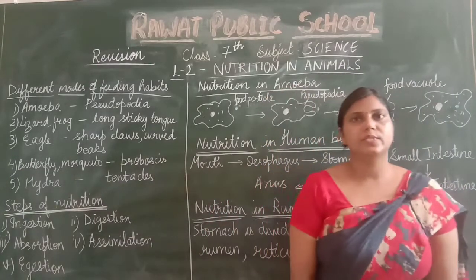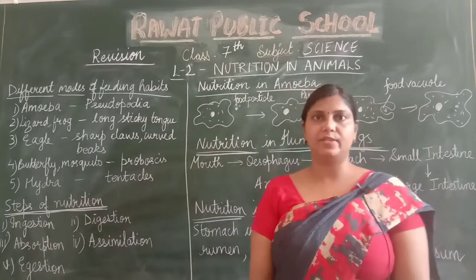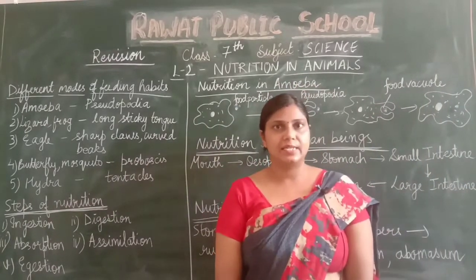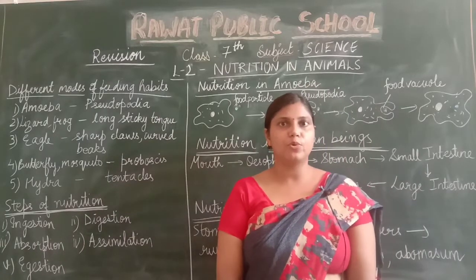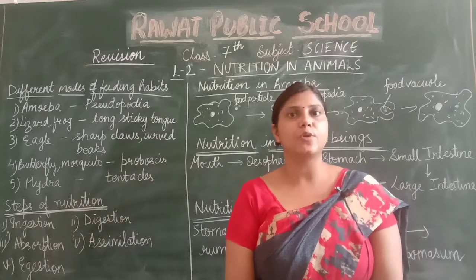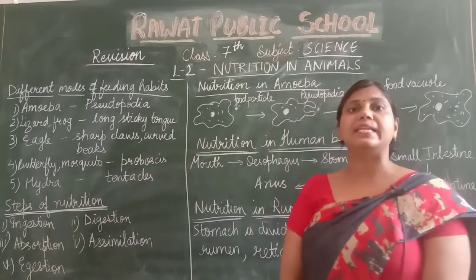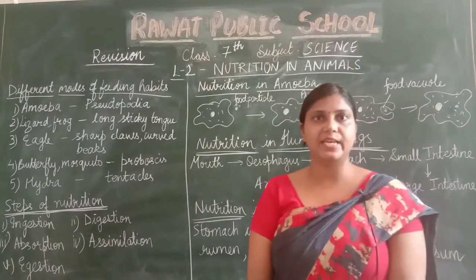Good morning students. Today we are going to revise lesson number 2 of class 7, that is nutrition in animals. In the previous lesson, lesson number 1, we studied about autotrophic and heterotrophic modes of nutrition, and how nutrition is obtained by plants by the process of photosynthesis in detail. In this chapter, we are going to read how the animals obtain their nutrition.